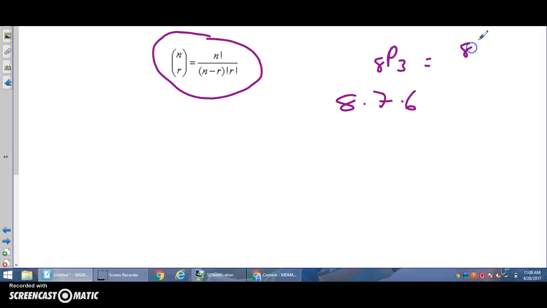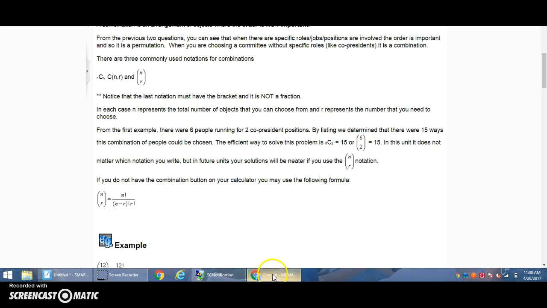Or we had this, which is 8 factorial over 8 subtract 3, 5 factorial, and you figure out that that is the same as that. Okay, that's what we call a permutation. This question here is a little different, and I think the example that your text or your course uses is actually a pretty good one.